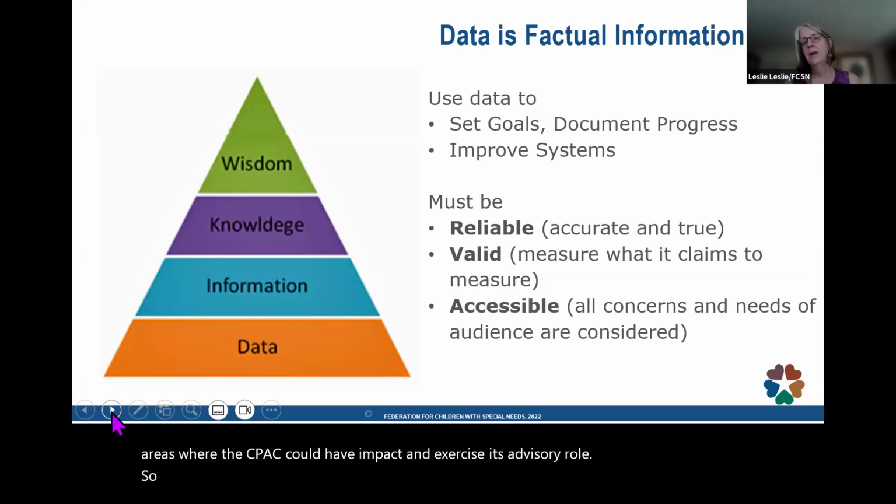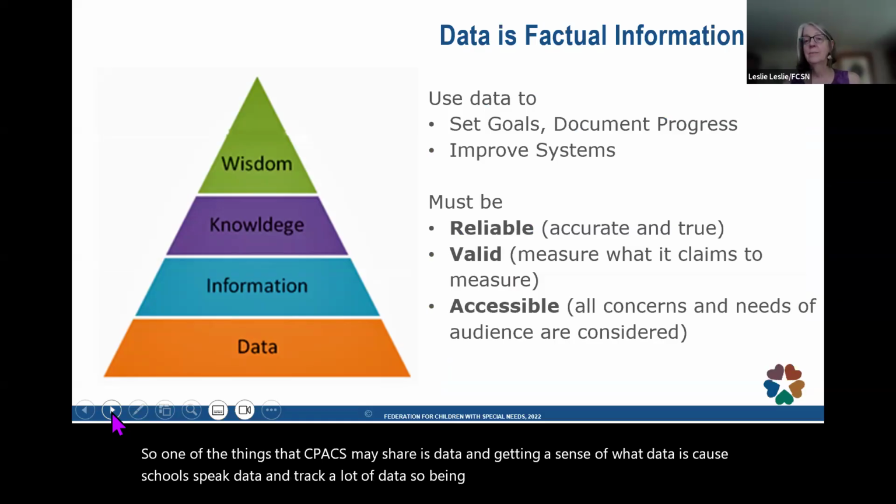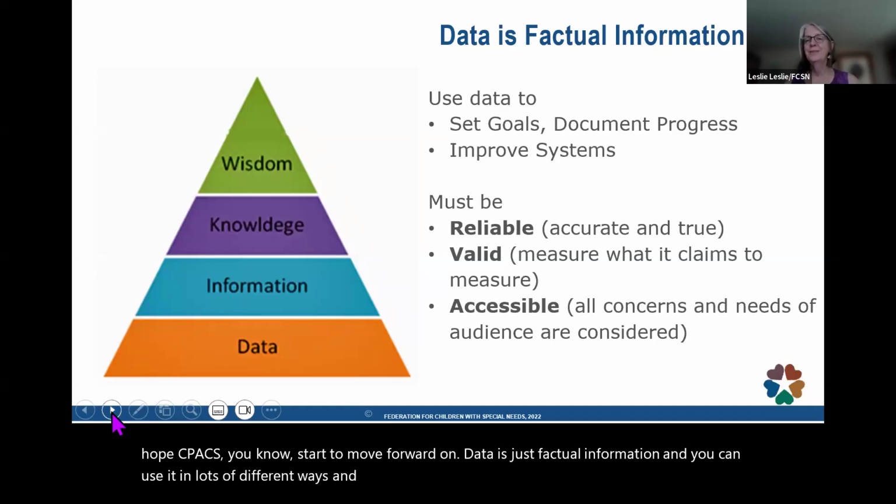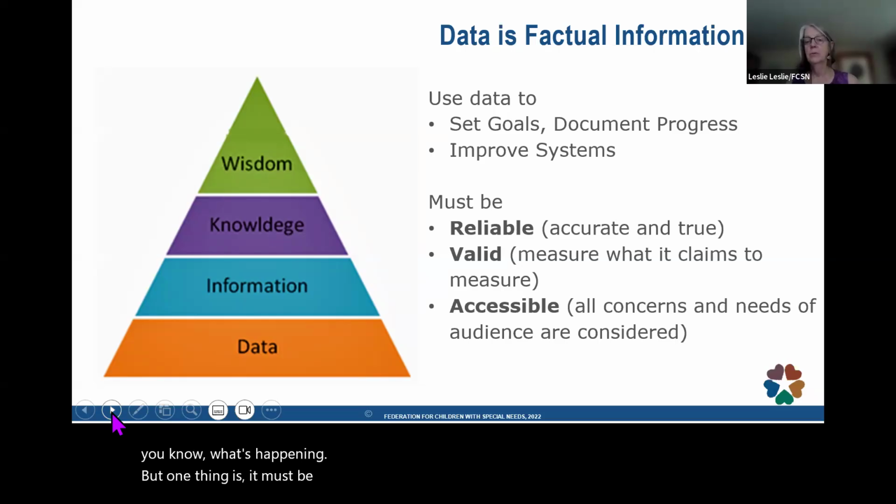So one of the things that CPACs may share is data, and getting a sense of what data is, because schools speak data and track a lot of data. So being comfortable with data is something that I hope CPACs start to move forward on. Data is just factual information, and you can use it in lots of different ways. And we're hoping that it's used to improve systems, to enlighten what's happening. But one thing is it must be reliable, accurate, and true, and it must be valid. It's measuring what it claims to measure, and accessible so that people can really understand it.